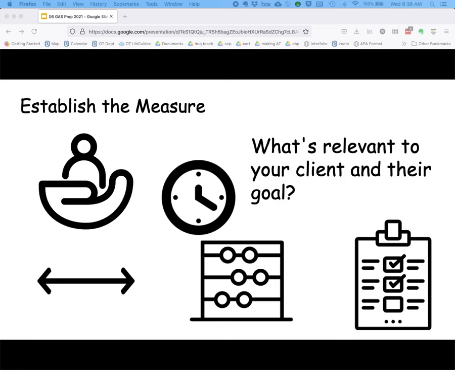You can also quantify performance. So how long does the performance take? How far do they do something like travel? How often do they do something? So frequency, how many of something did they do? A quantity. Any of these can become part of the measure that you establish.